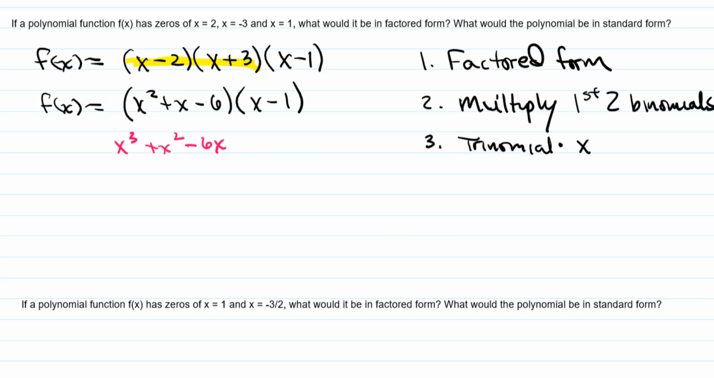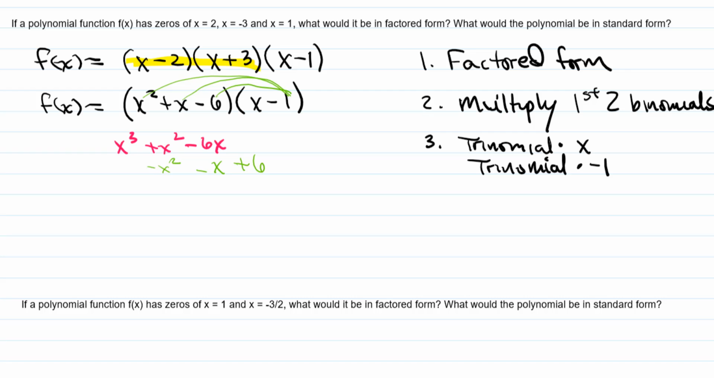Now, what we're going to do next is take that trinomial again, and this time we're going to multiply it by -1, the other term in that binomial. And when I do that, x squared times -1 is just going to give me negative x squared. And when I have x times -1, that's going to give me minus x. And lastly, we've got -6 times -1, which gives me positive 6. So be careful there. Watch your signs. So that was the first three steps.